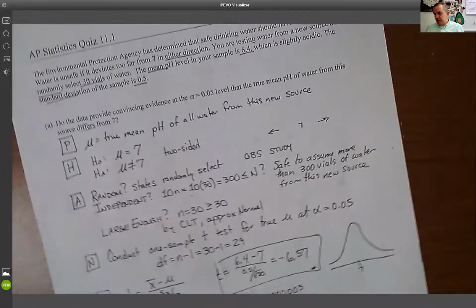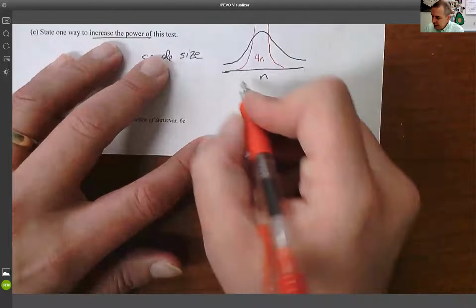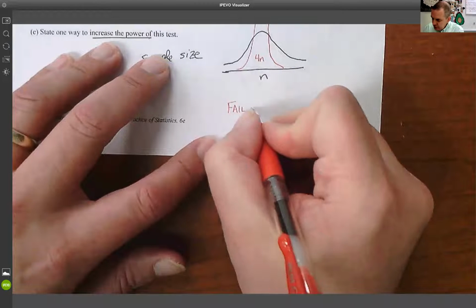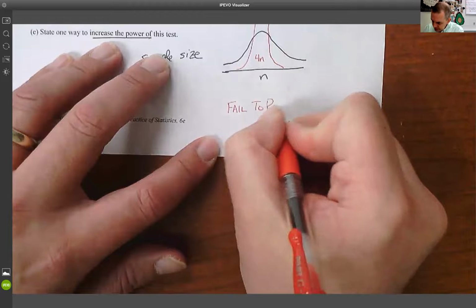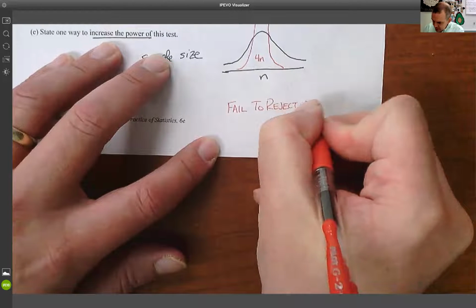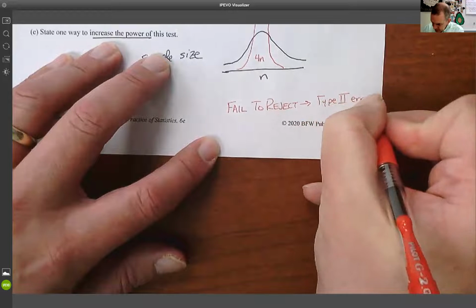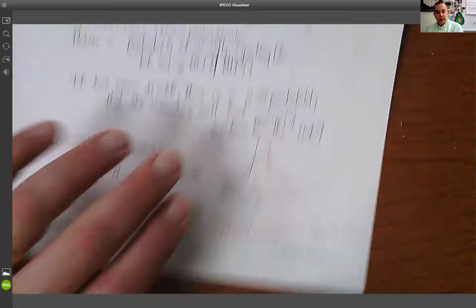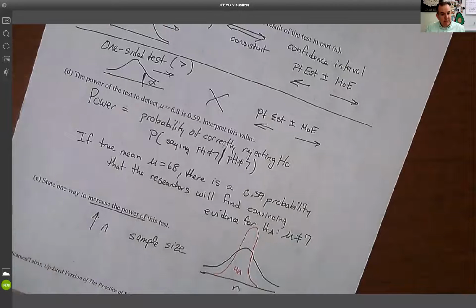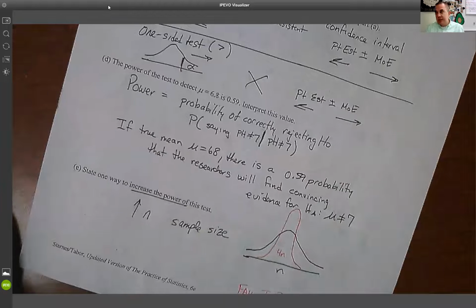Easy way to remember the difference between type 1 and type 2. This is the way I'll teach you. If you fail to reject, you make a type 2 error. Whereas if you reject, you make a type 1 error. So hopefully that helps. Again, there's a practice I'm going to have you do today and turn in. The more you practice on this, the better.